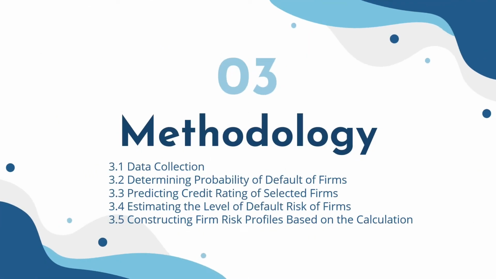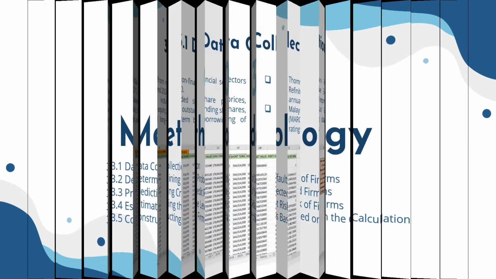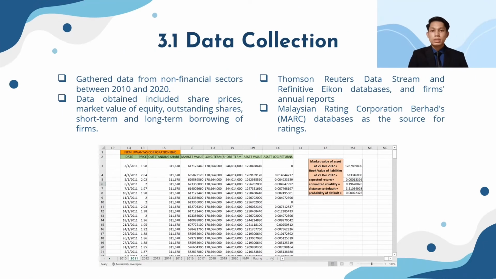Moving on, Chapter 3 is the methodology for the project. The start of the methodology will be data collection. All data was gathered from non-financial sectors between 2010 and 2020, which included share prices, market value of equity, outstanding shares, and short-term and long-term borrowing of firms. Samples of the data were taken from the Thomson Reuters Datastream and Refinitiv Icon databases and firms' annual reports, with MRC databases as the source for ratings.